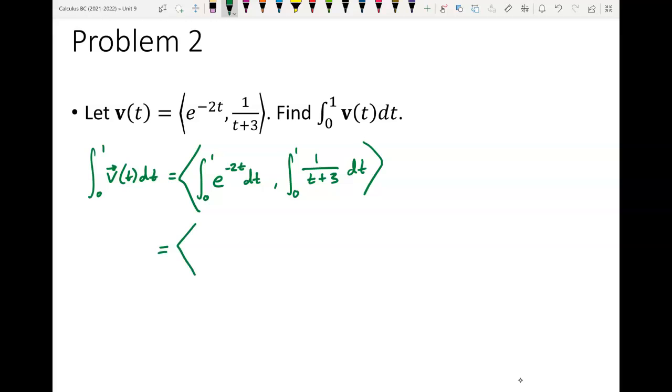Let's see, Camilla, what would be the antiderivative of the x component? Yes. Good. And then what would be the antiderivative for the y component, Thomas? Okay, so looking at here, we have 1 over t plus 3, so it would be the antiderivative, ln t plus 3. Good.